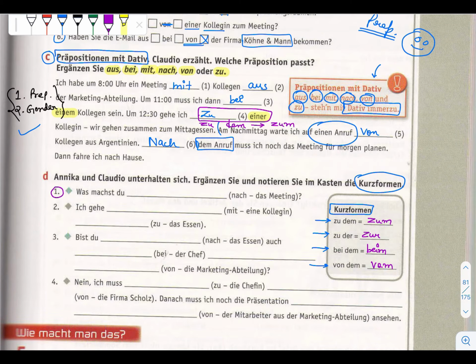Nummer 1. Was magst du? And then they already give you the hint, that the preposition will be nach and this thing will be there. They already gave you the answer. You just need to fill it. Whenever it is a short form, you write the short form, and if it is not, you write the complete form. So what I will write here: they are asking what you are going to do after the meeting. So, was machst du nach dem Meeting. Should I write this?